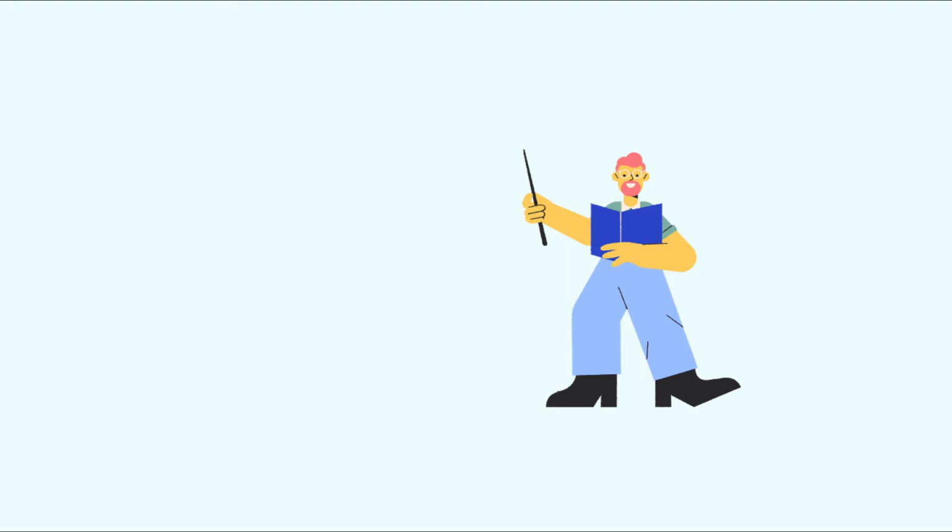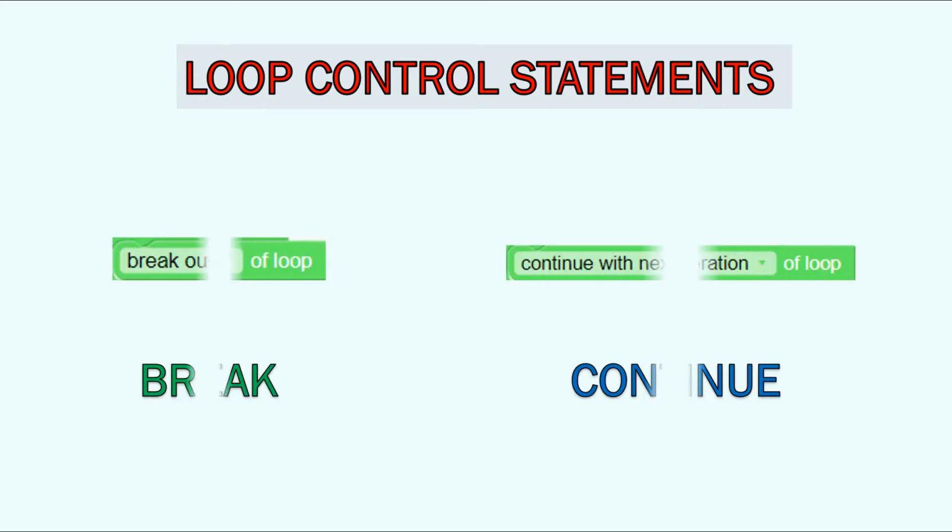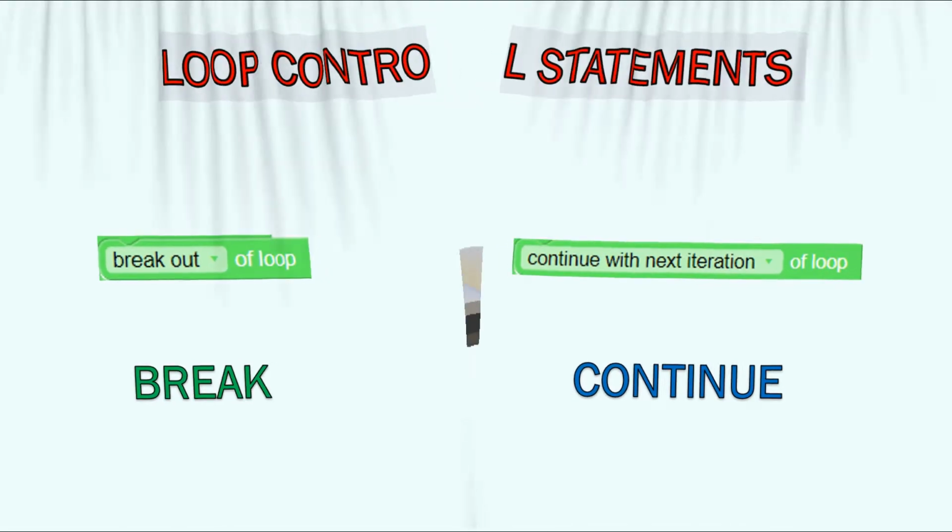In this video, we are going to learn about two loop control statements, break and continue. Loop control statements. What does that mean? Break and continue are used to alter the flow of a normal loop. Let's understand it by an example.